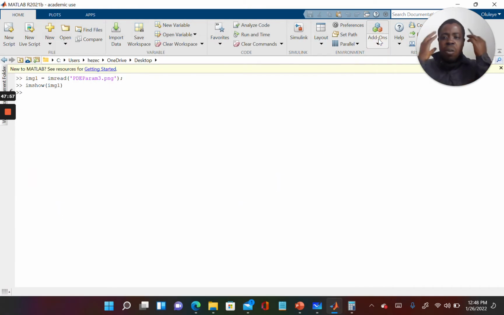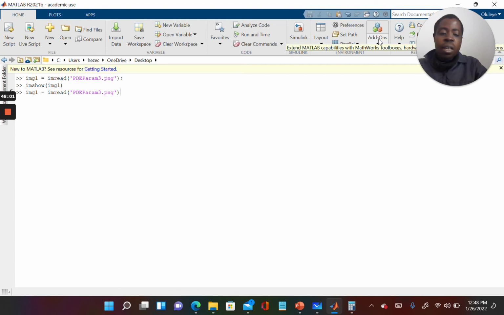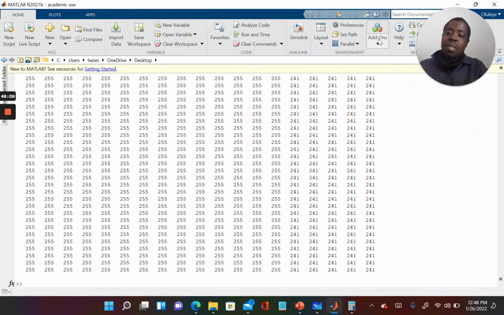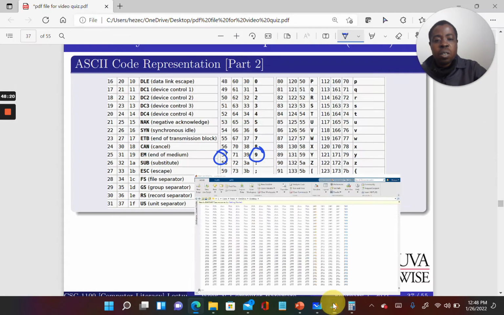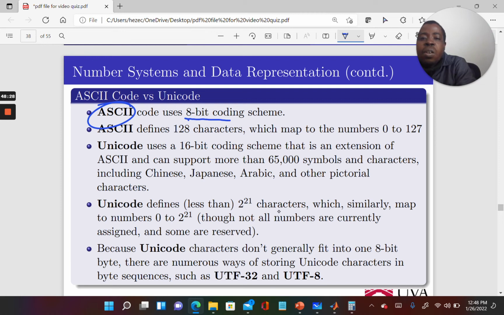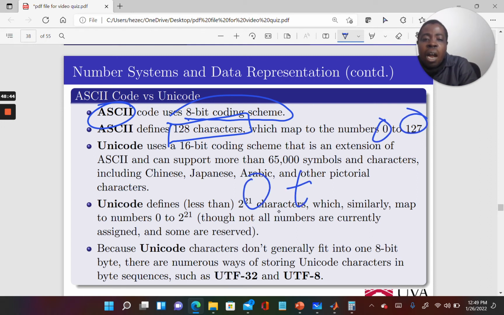Okay. Now, how does an image look in memory? So, image 1 here is represented as numbers. Now, this is for me to see, but internally, it is actually zeros and ones. So that is that, and ASCII code uses an 8-bit coding scheme, and it defines only 128 characters, which map to numbers between 0 and 127. So you use numbers between 0 and 127 for coding in what? In the ASCII character system.